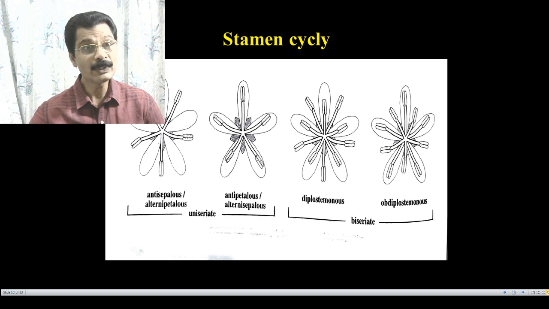This is in the case of uniseriate stamen cycle. In the biseriate stamen cycle, you can see diplostemonous condition. Outer whorl is antisepalous, inner whorl is antipetalous. This is the normal condition. That is why it is called diplostemonous condition. And obdiplostemonous condition means just the reverse. That is, outer antipetalous, inner antisepalous. And this condition is called obdiplostemonous condition. Could you follow me?